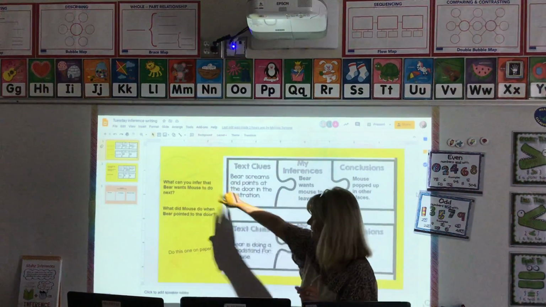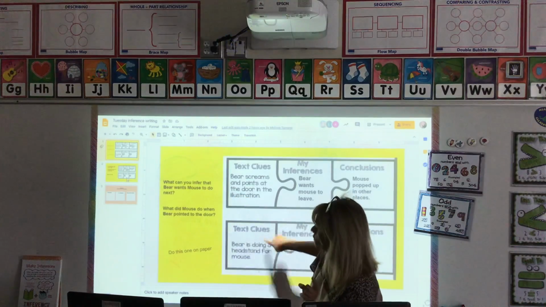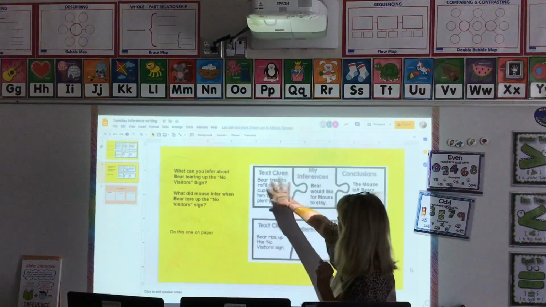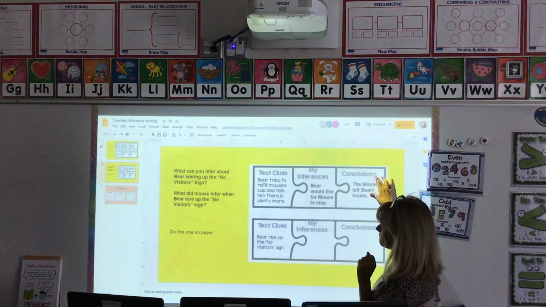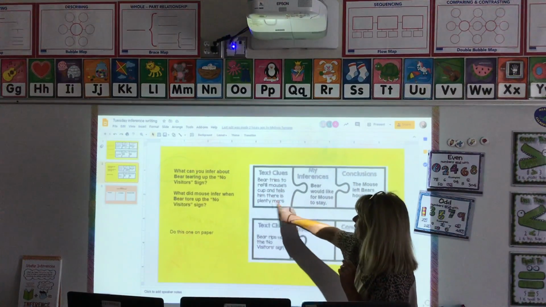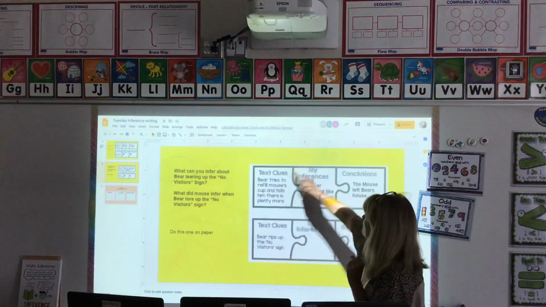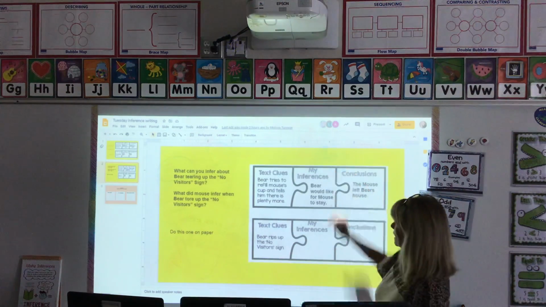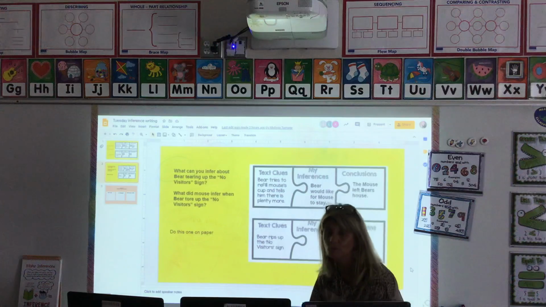So on your right, go to the next slide. So you have one to do here. And then on this slide, here's an example. Bear tries to refill Mouse's cup and tells him that there is plenty more. So I infer that Bear would like for Mouse to do what?